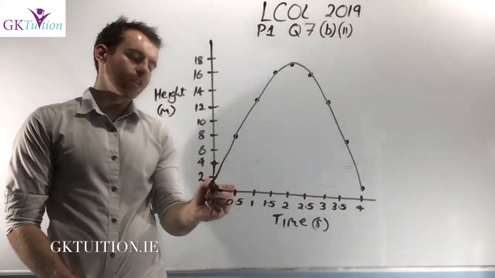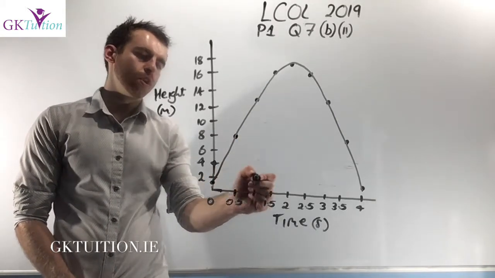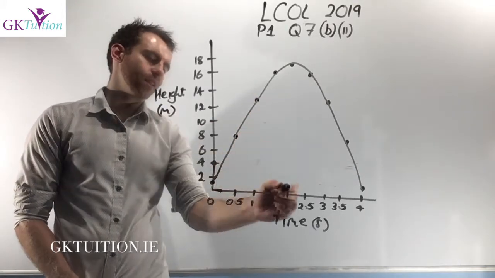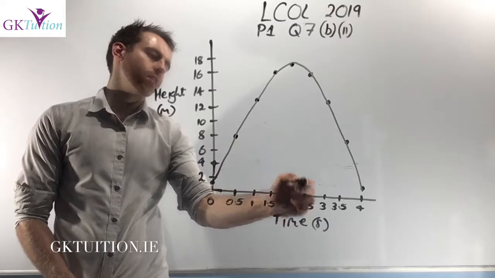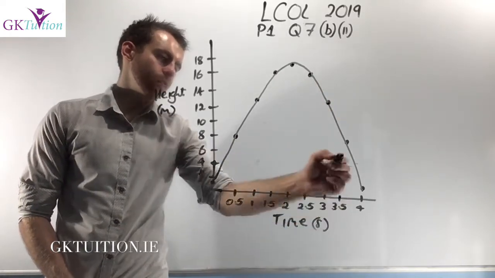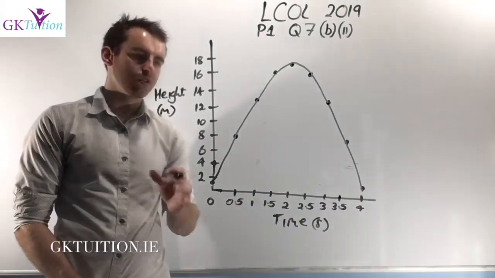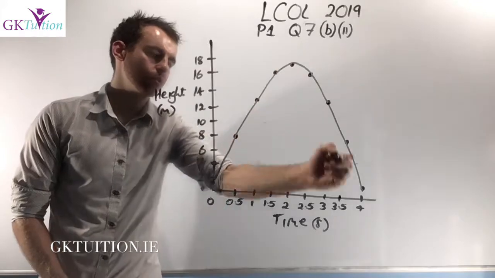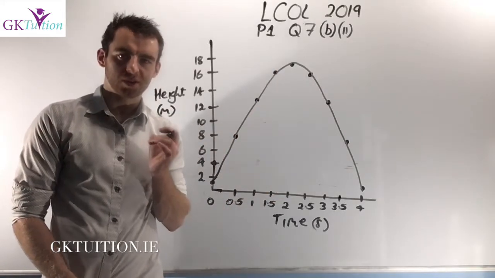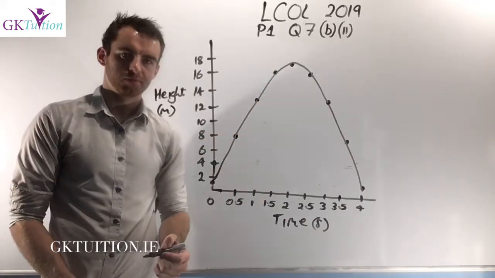My first coordinate is 0, 1, then 0.5, 8, 1, 13, 1.5, 16, 2, 17, 2.5, 16, 3, 13, 3.5, 8, and the last one then is 4, 1. So just make sure you're clear on plotting your points, and your graph should look similar to mine. Again, this is a curve, there's an x squared in it, which means it's a curve, which means you cannot use your ruler to join up your points.